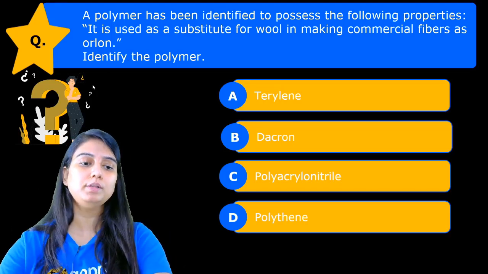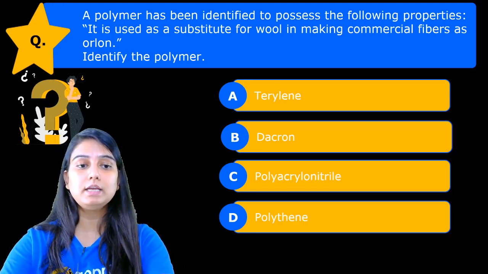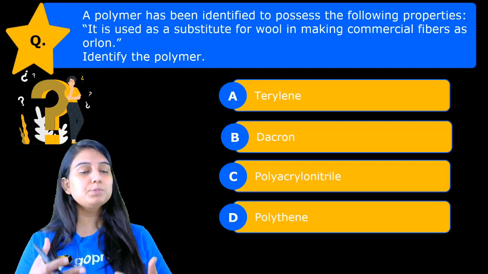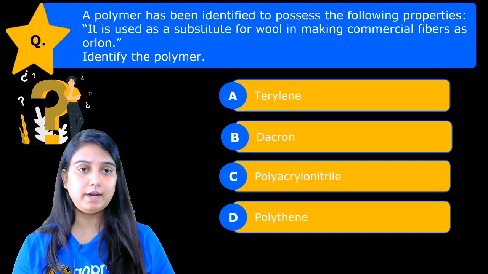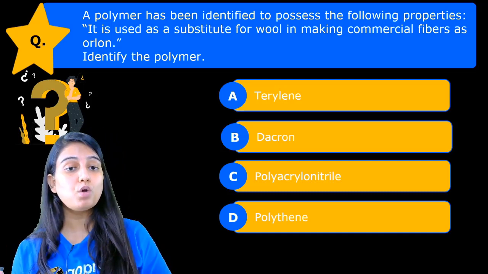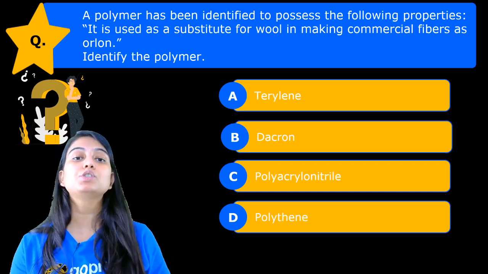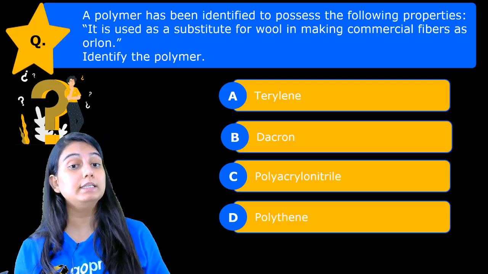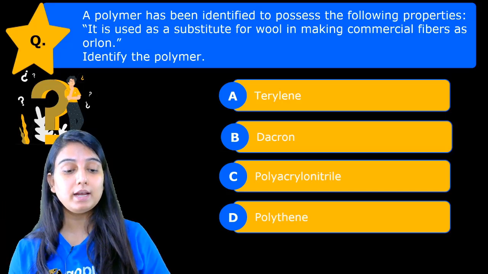Let's read the question very carefully, and you will get the answer clearly. Look, this polymer is basically the substitute for wool, right? And it is also called synthetic wool, because it is the substitute for natural wool, which has been synthesized, so we call it synthetic wool. And the monomer is acrylonitrile.